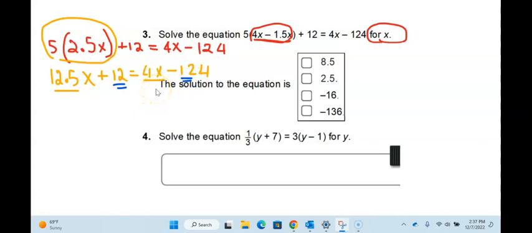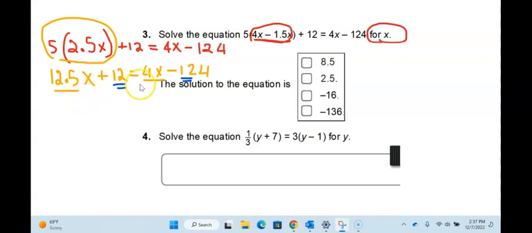So now you have to ask yourself, where do you want to move the x? Do you want to move the 4x to the left? Or do you want to move the 12.5x to the right? Which one you think is easier? Move it to the right. Move the 4x from the right to the left.